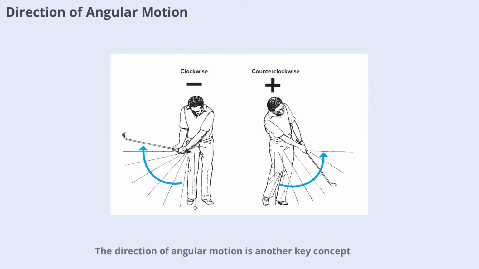Direction of angular motion is another key concept. Rotational motion can be identified as positive or negative depending on its direction. Typically, counterclockwise rotation is considered positive, while clockwise rotation is negative. This convention helps standardize measurements and ensures clear communication when describing movements in biomechanics, sports, and rehabilitation.